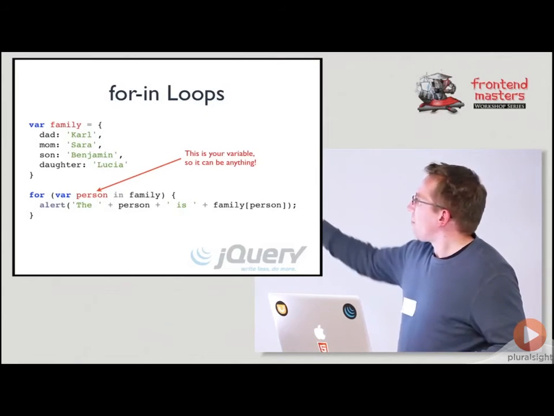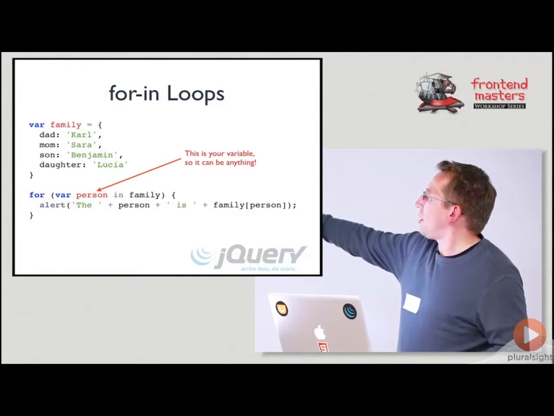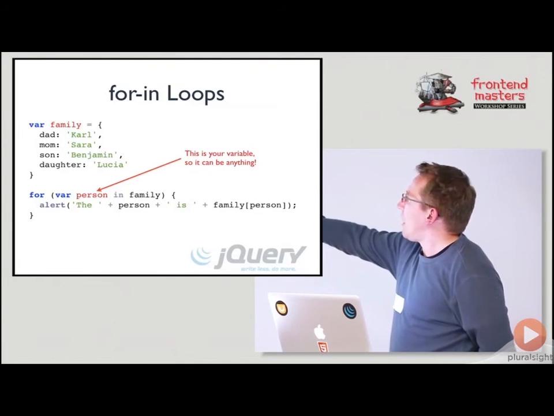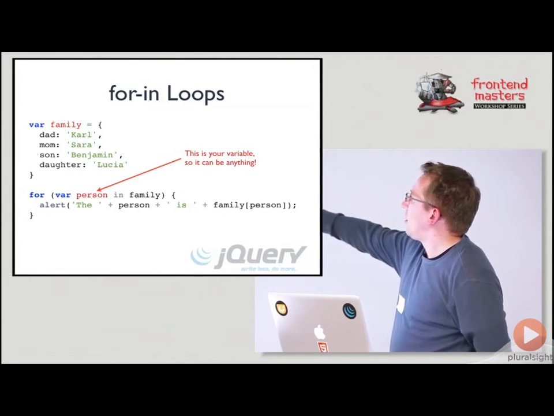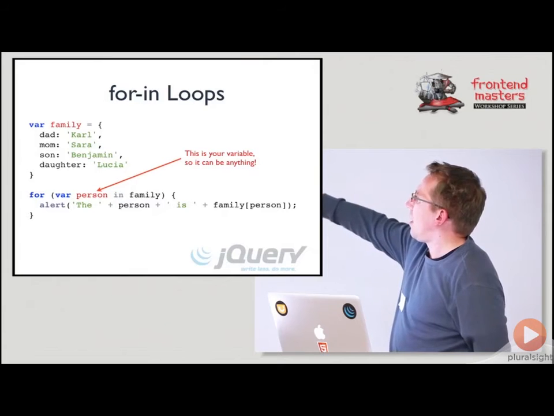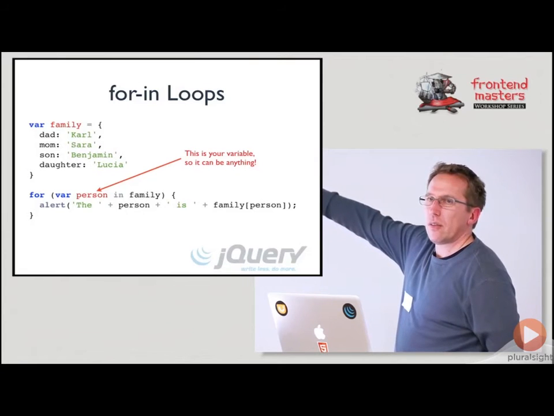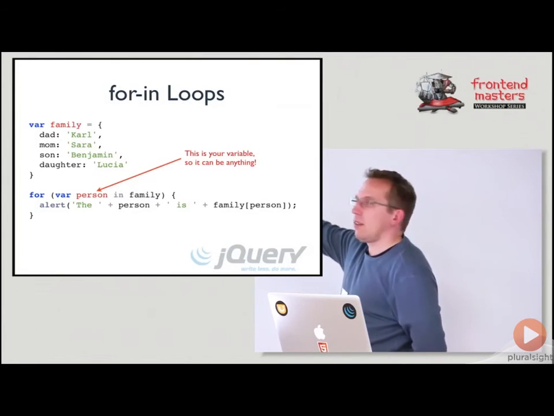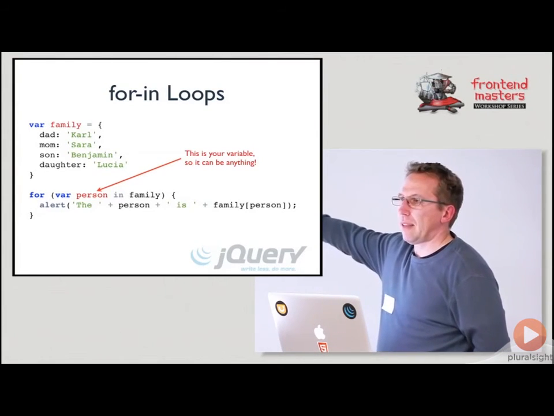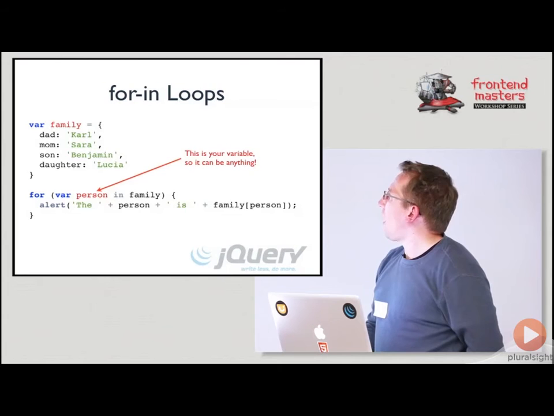For in loops, same kind of thing. So you can say for var person in family, if I have an object, a family object, so each time I go through here, for each element in that object, right, person will be the key, and family[person] will be the value, right? Does that make sense? Yeah? Okay.